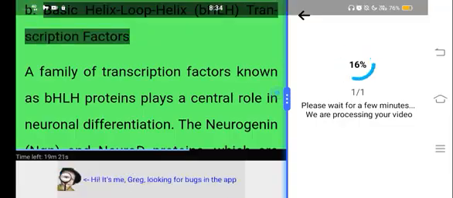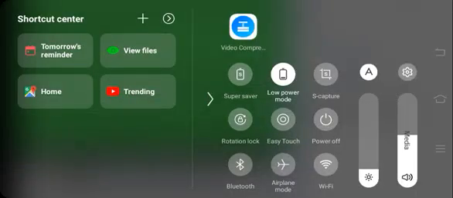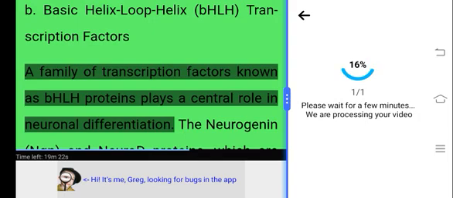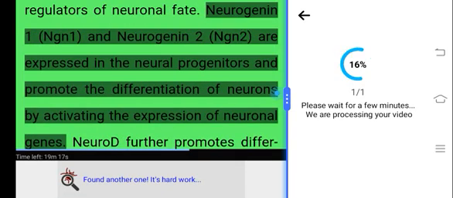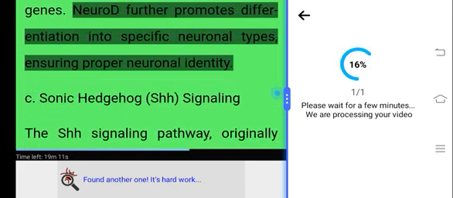B. Basic helix-loop-helix (bHLH) transcription factors. A family of transcription factors known as bHLH proteins plays a central role in neuronal differentiation. The neurogenin (NGN) and NeuroD proteins, which are members of the bHLH family, are key regulators of neuronal fate. Neurogenin 1 (NGN1) and neurogenin 2 (NGN2) are expressed in the neural progenitors and promote the differentiation of neurons by activating the expression of neuronal genes. NeuroD further promotes differentiation into specific neuronal types, ensuring proper neuronal identity.